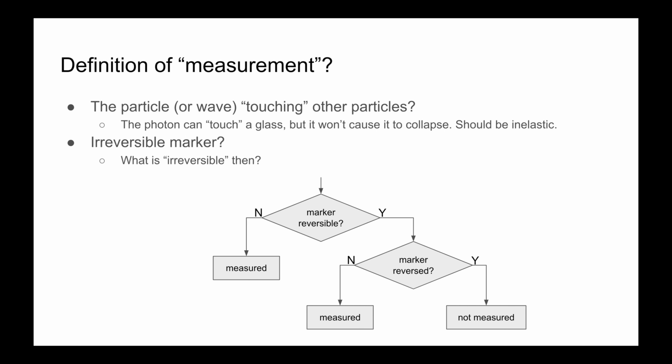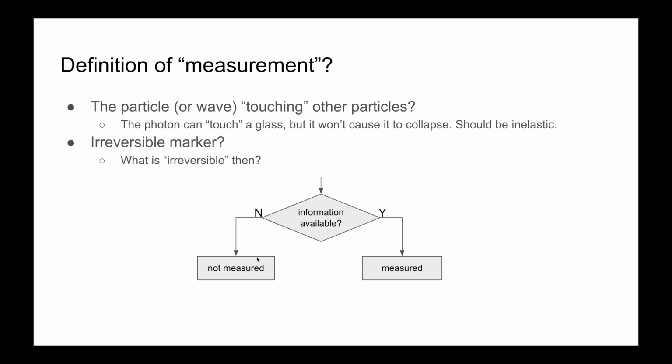And because it's irreversible, they say, okay, it's definitely measured. If it is reversible, then you need to say whether the marker is reversed or not. If yes, then it's not measured. If no, it's measured. Well, this is a really complicated diagram. We don't have to have two blocks, because if the marker is not reversible, we are not going to reverse it, so it's measured. So basically, all it says is whether there's information available. So again, back to the point. What is measurement?